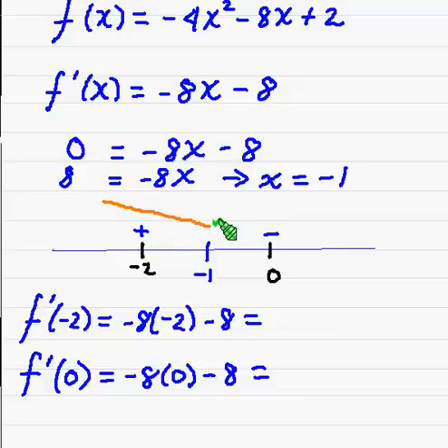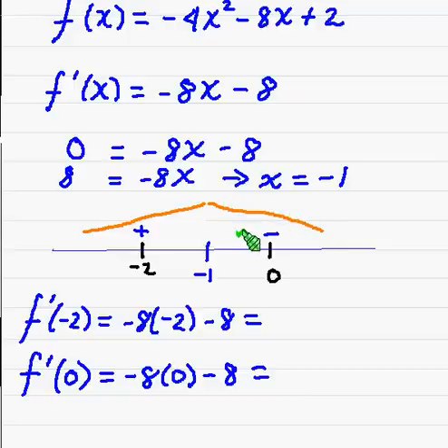Uh-oh, I made a mistake. Okay, that's easily done in math. All right, because we have a positive sign here, the function is increasing, right, up to negative 1. And because this is negative, that means that the function is decreasing from negative 1 to infinity.